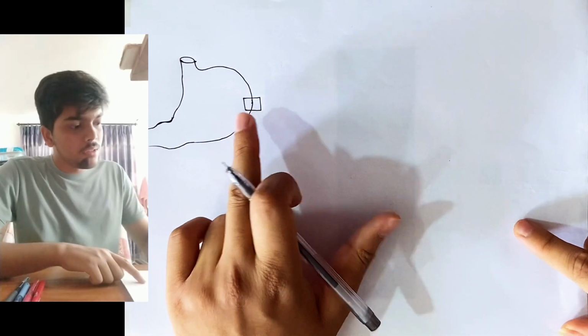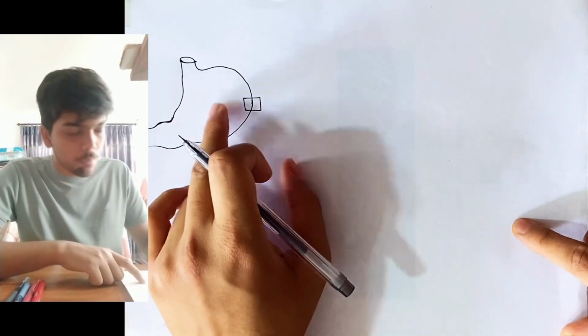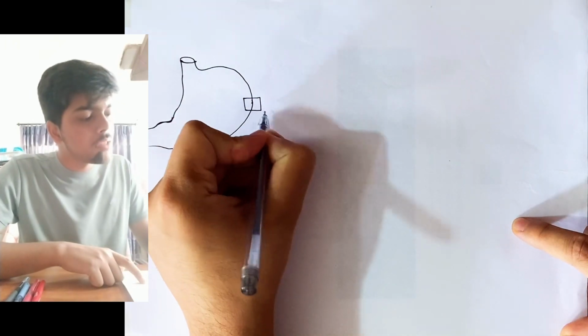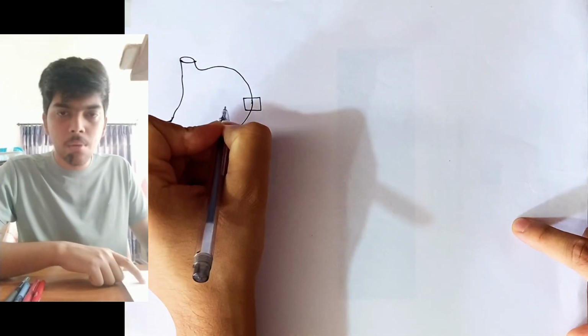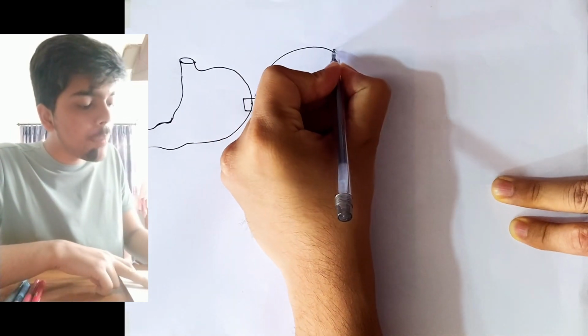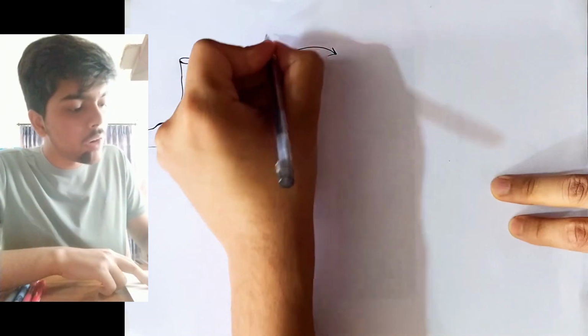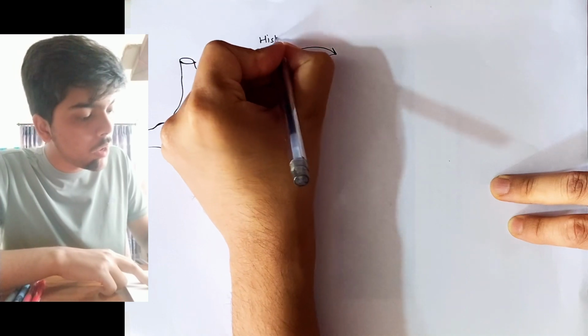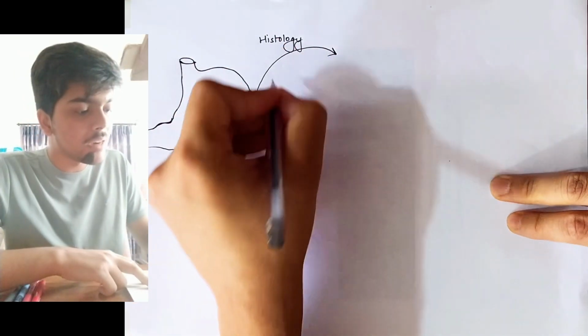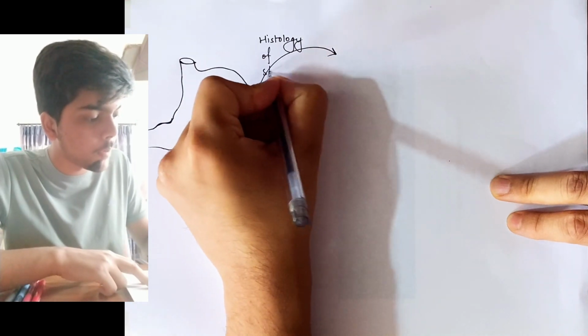So this is a typical human stomach. What I'm going to do is take a small piece from the wall of that stomach and zoom in. Why am I zooming in? So that we are able to study the tissues present in the wall of the stomach. That's the histology of stomach.